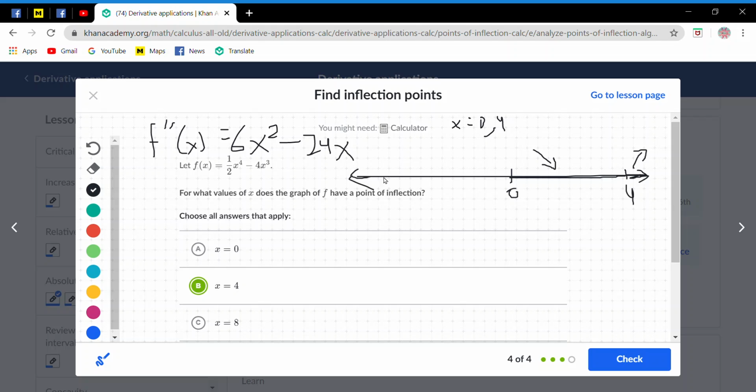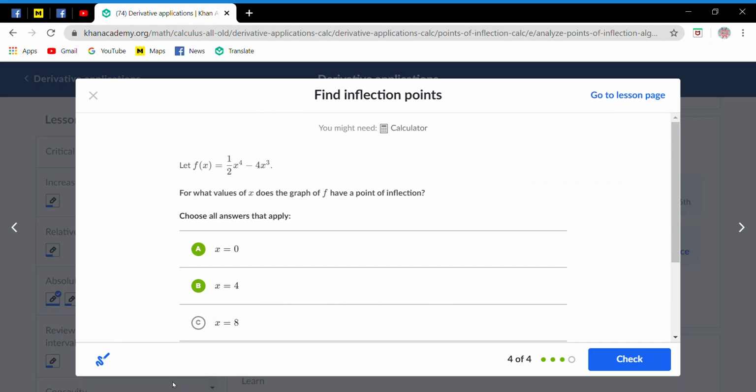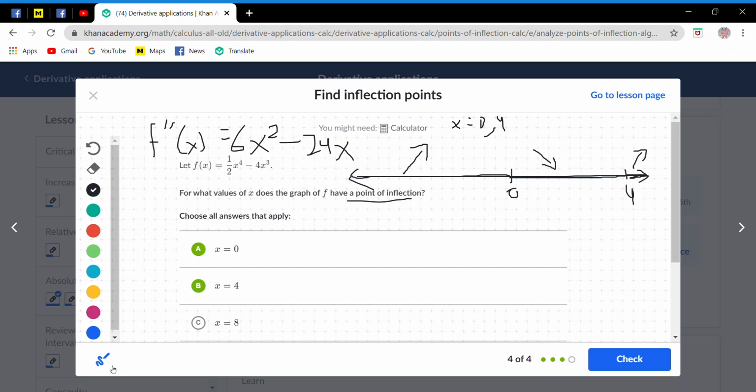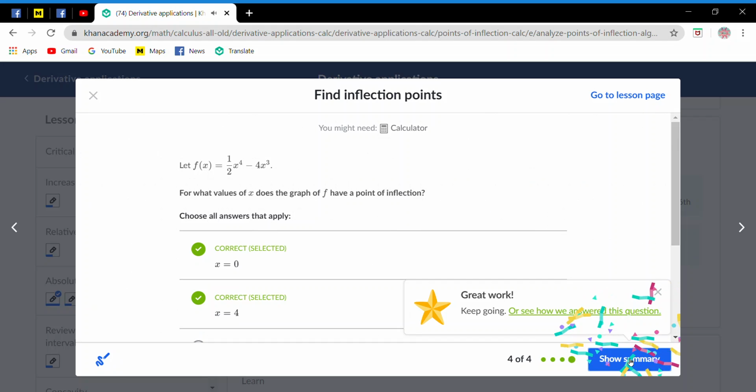Let's see, from negative infinity to 0. Let's pick a value, let's say negative 1. So 6 times negative 1 squared is 6, minus 24 times negative 1 is plus 24. So here we are increasing. So 0 is also a point of inflection of f. There are none other, so let's check, and we got it right.